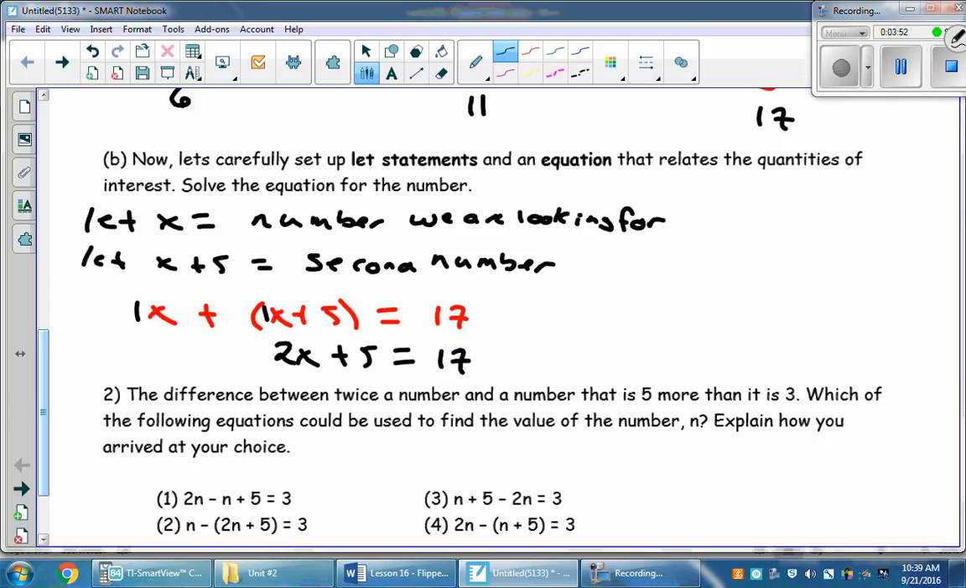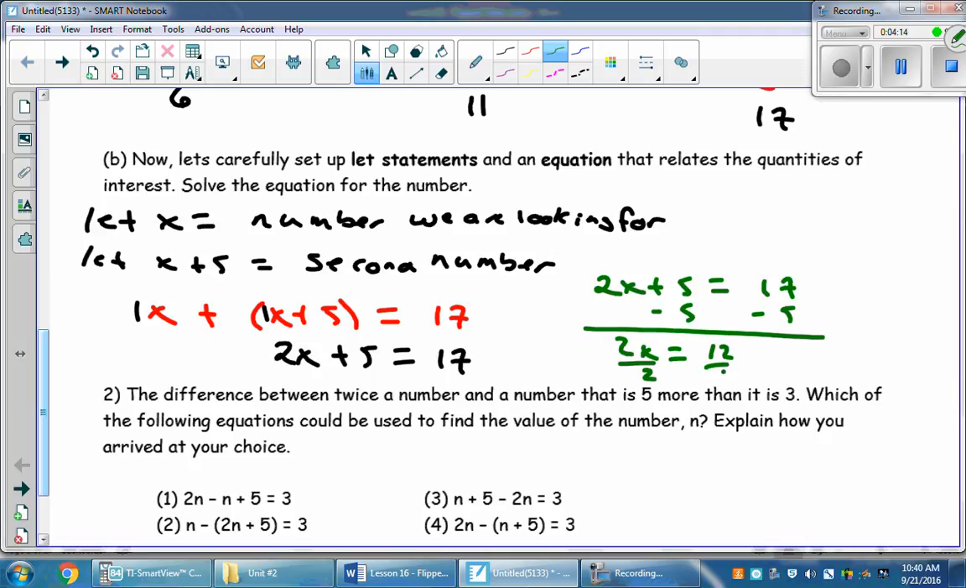All I'm going to do from here is try and isolate that x. Now, that x is connected to a 2 by multiplication and a 5 by addition, so I'm going to continue by eliminating that addition. So let's rewrite that one more time. 2x plus 5 is equal to 17. I'm now going to subtract 5 from both sides. I'm going to get 2x is equal to 12. To get rid of that multiplication, I'm going to divide both sides by 2. That's going to give me that x is equal to 6.